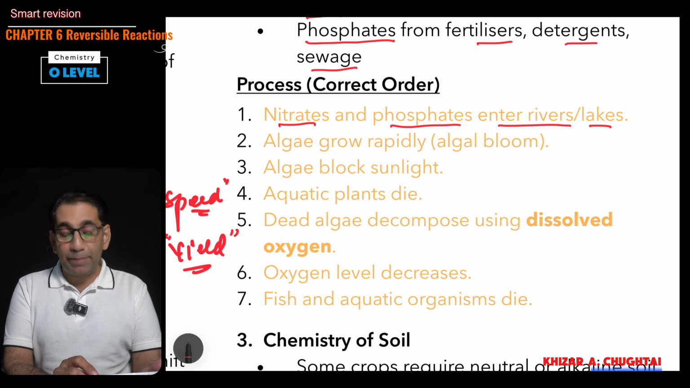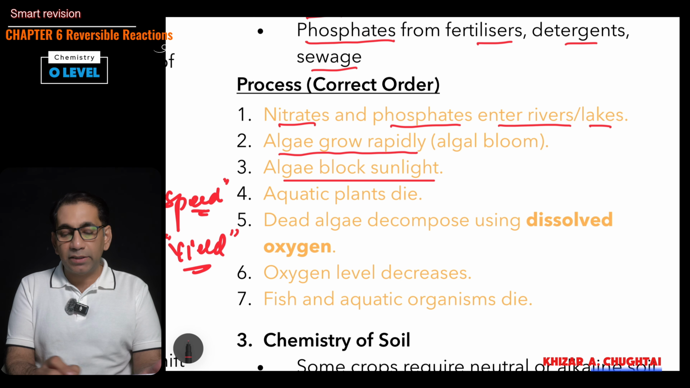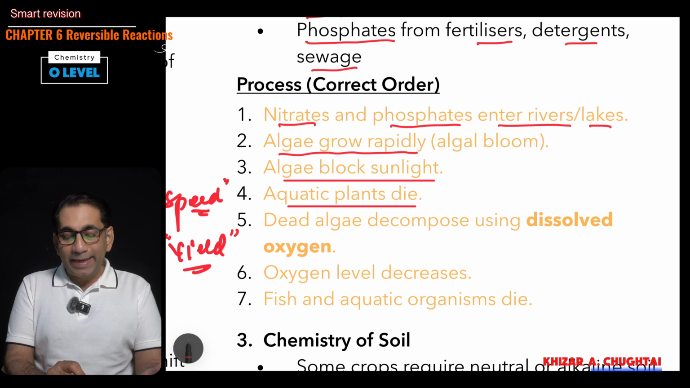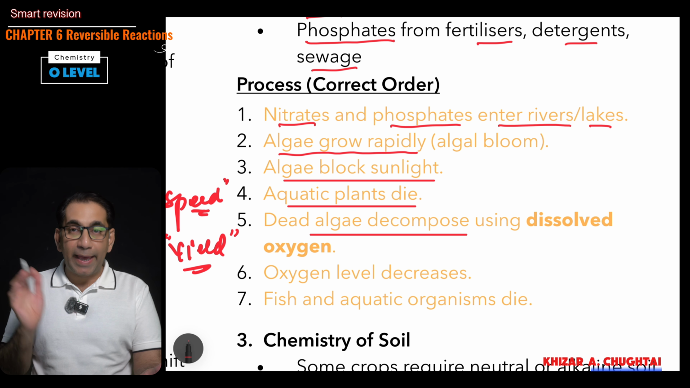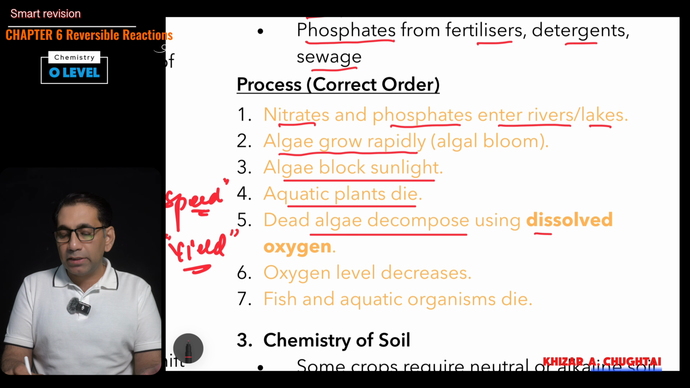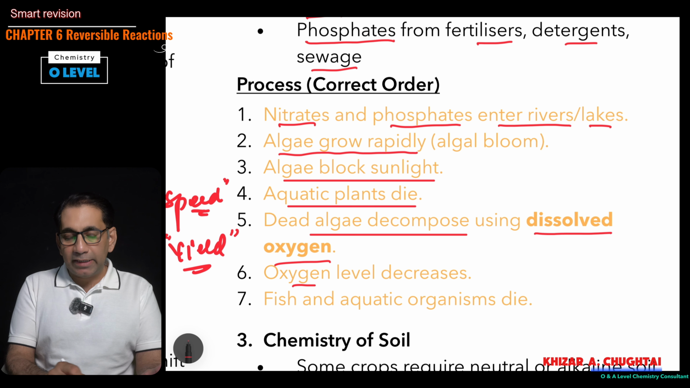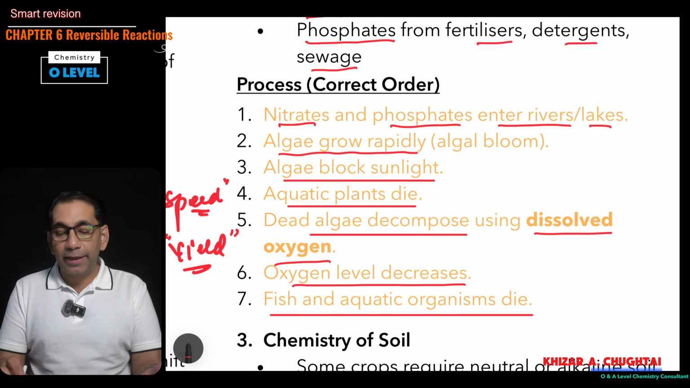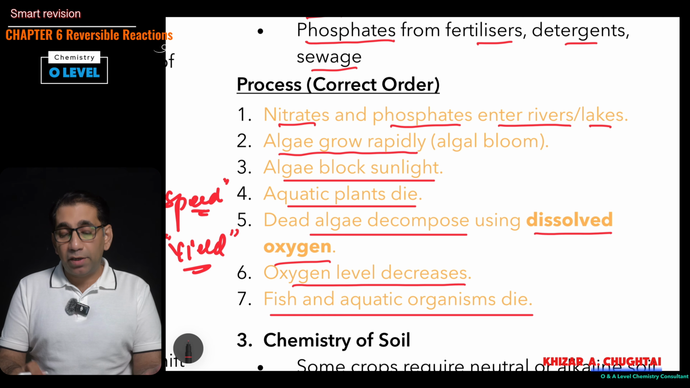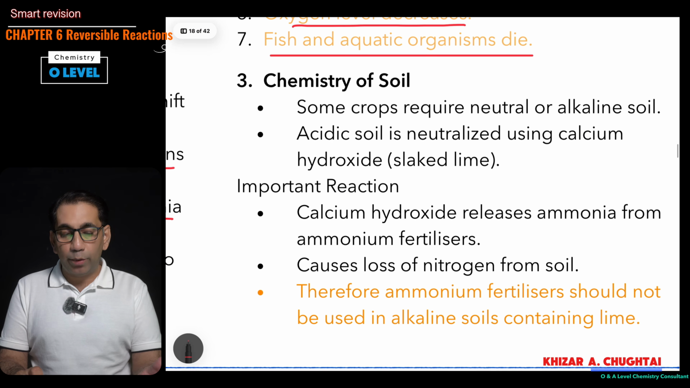Due to their presence, algae grow rapidly and block the sunlight. That is why sunlight does not reach the water, so aquatic plants start to die. Dead algae decompose. When the algae die, the decomposition uses up the dissolved oxygen from the water. So the oxygen level decreases in the water. That is why fish and aquatic organisms die. So these are the major demerits of nitrate and phosphate ions in the river, in the water.